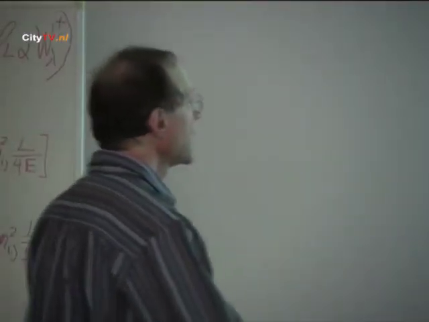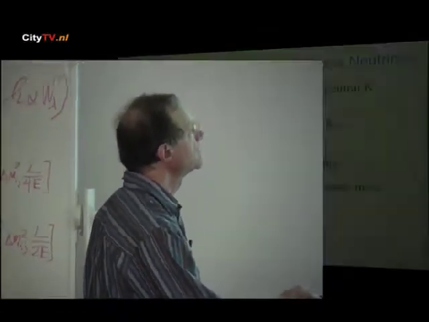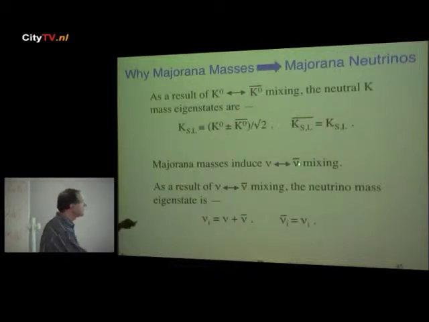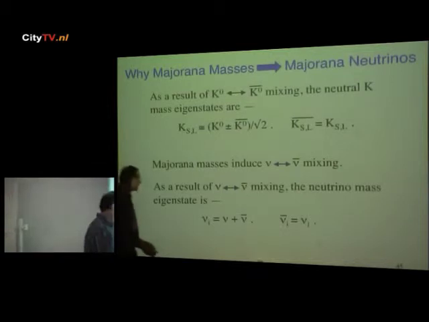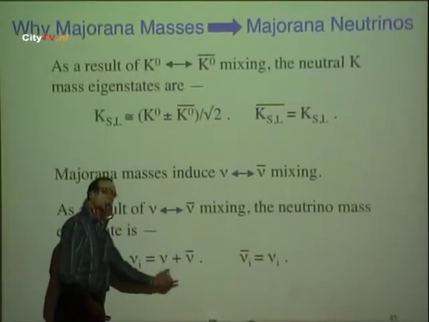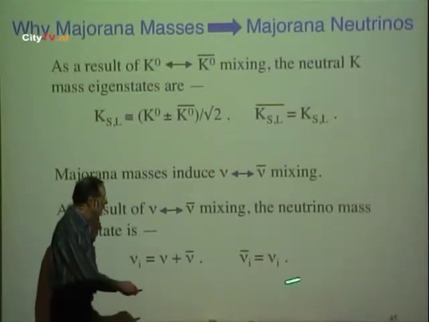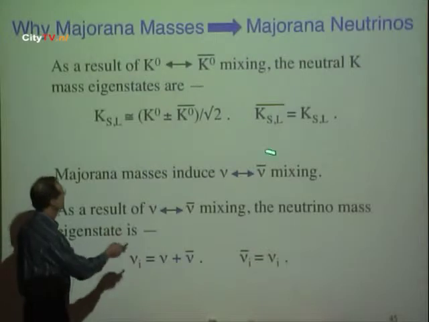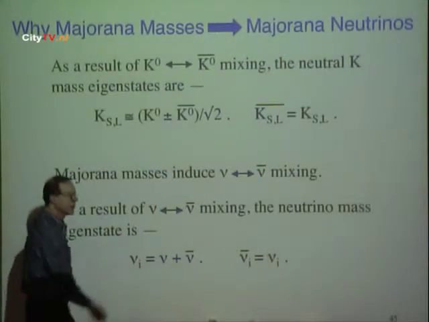In a similar way, the Majorana mass term induces a nu-nu bar mixing, which is analogous to this K-K bar mixing. And as a result of this nu-nu bar mixing, the neutrino mass eigenstate will not be nu or nu bar. It's going to be their sum. And when I make a nu into a nu bar and a nu bar into a nu, this sum, of course, doesn't change. So the neutrino is its own antiparticle, and that's why Majorana mass terms, which are like this, make nu bar equal nu.